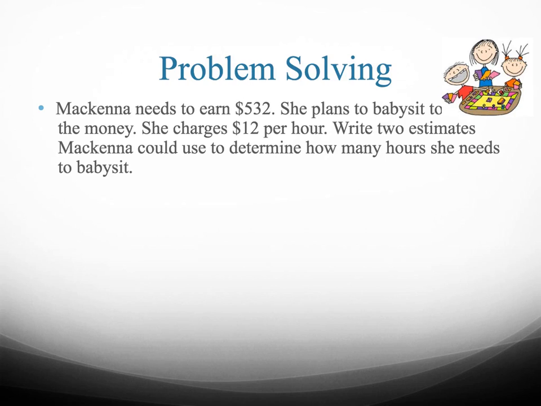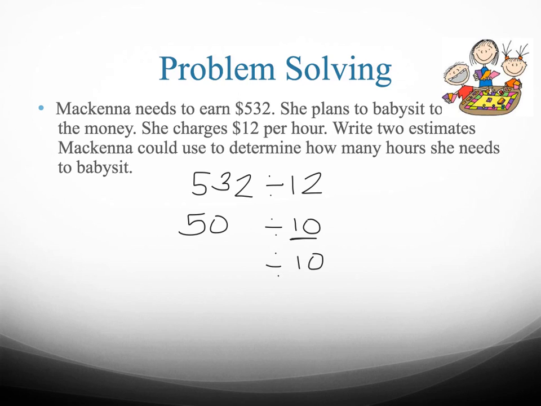Well, first, let's write out the original problem. It's 532 divided by 12. I want an estimate. 12 is closer to 10 than it is to 20, so I'm going to rewrite my divisor as 10. Now I'm thinking of a multiple of 1, or a multiple of 10 in this case, that gets me close to 532. That would be 500. Using basic facts, 5 divided by 1 is 5. This 0 and this 0 cancel, and the other 0 comes over into my quotient.